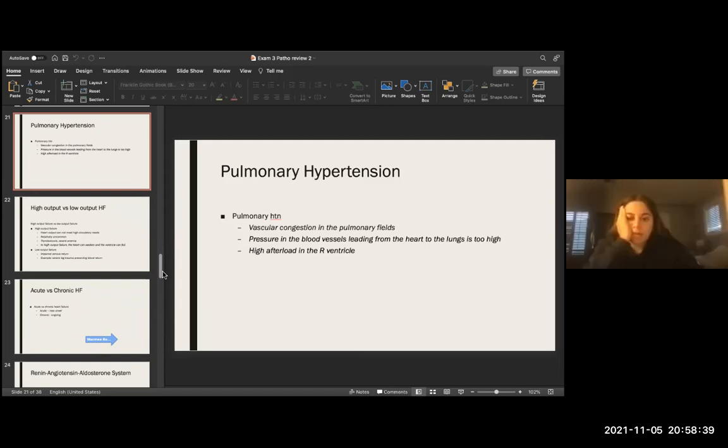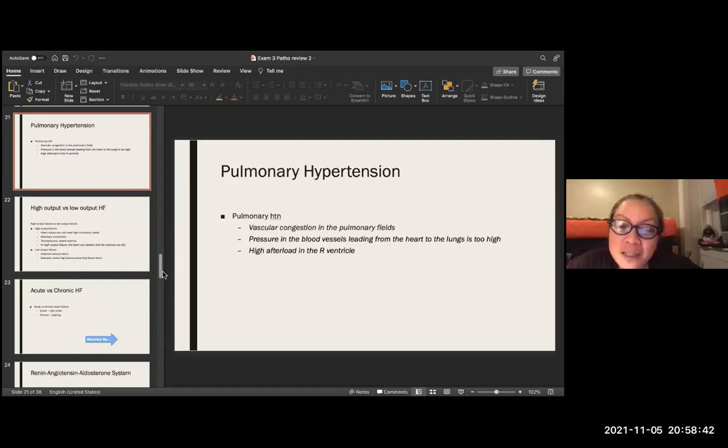Vascular is an artery, right? When you talk about vascular, remember it's an artery. So there is congestion in the pulmonary field, the artery. What are the arteries of the lungs? And then pressure in the blood vessels leading from the heart to the lungs is too high. So the pressure is too high.